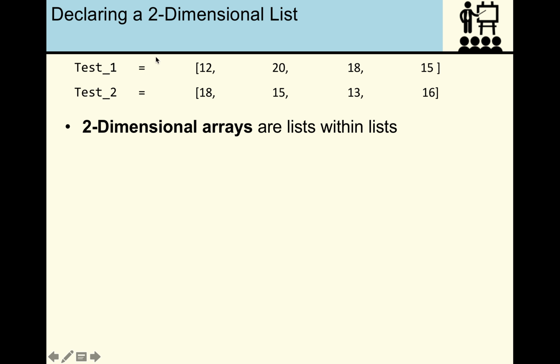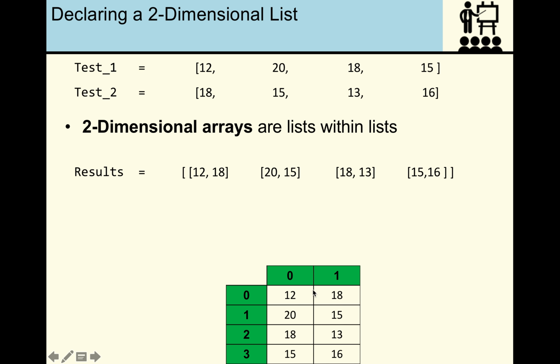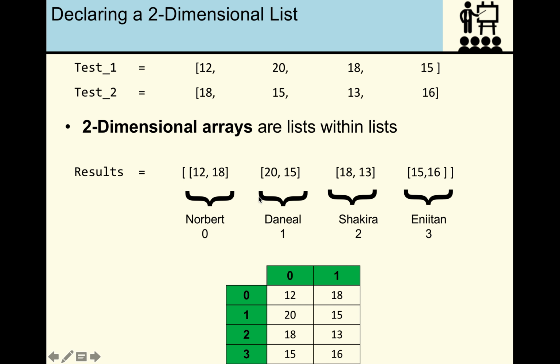Well, what we can take a look at here is I've got results, and results is going to equal 12, 18, 20, 15, 18, 13, 15, 16. And if you can see what I've done here is I've actually got a table, and I've created a list. See these square brackets? I've created a list within a list. I've got 4 lists within results. I've got a two-dimensional array, which can also be looked at as a table. And if you remember, these were Norbert's results. This is Daniil's results. This is Shakira's results. This is Enitan's result. This test is out of 20, so they're all doing very well.